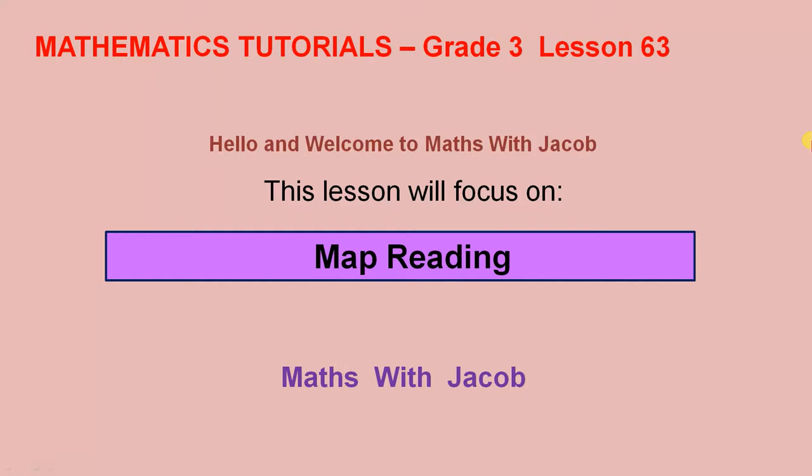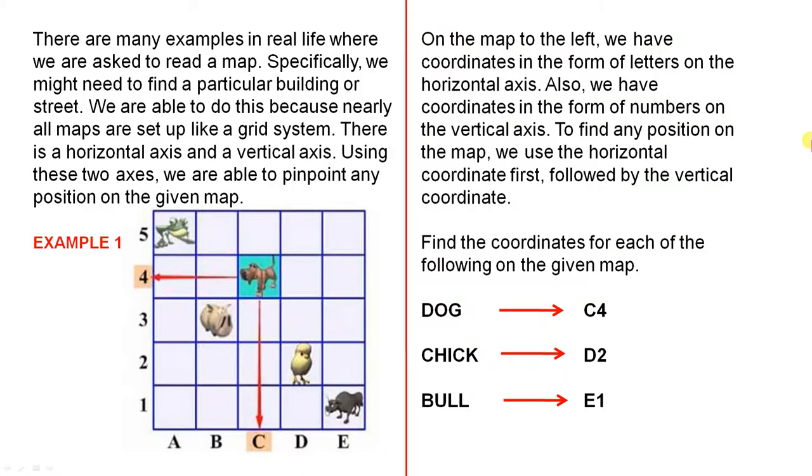This lesson will focus on map reading. There are many examples in real life where we are asked to read a map. Specifically, we might need to find a particular building or street. We are able to do this because nearly all maps are set up like a grid system. There is a horizontal axis and a vertical axis. Using these two axes, we are able to pinpoint any position on the given map.